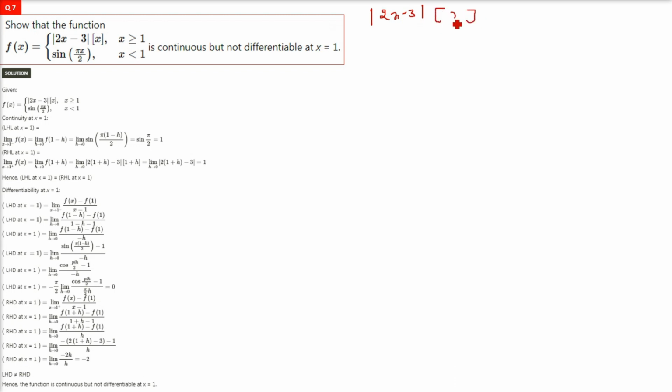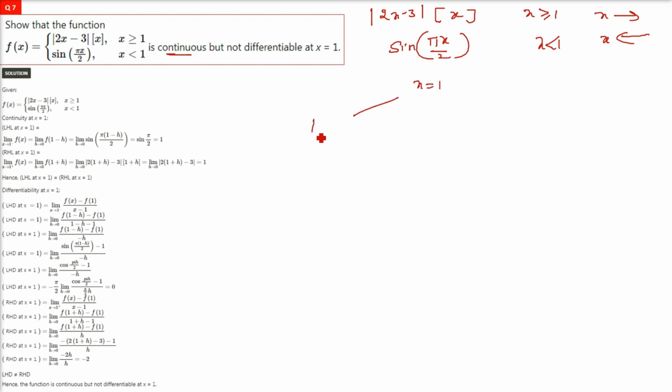The greatest integer function of x applies when x is greater than or equal to 1, that is, when you go up from 1, it is going to be this function. When you are below 1, which function are you going to use? You are going to use this sine pi x by 2. So the question is asking you to find out that this is continuous but not differentiable at x equals 1.